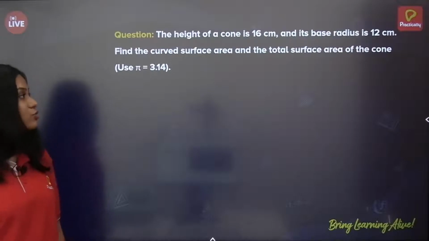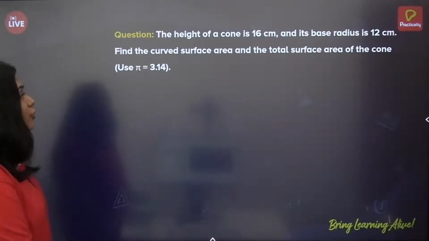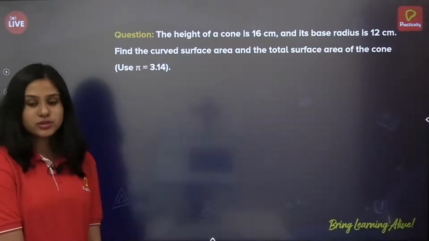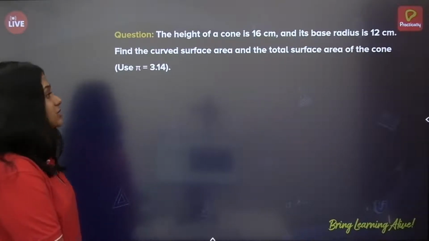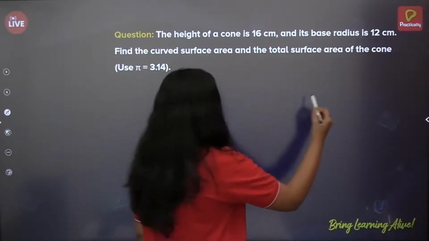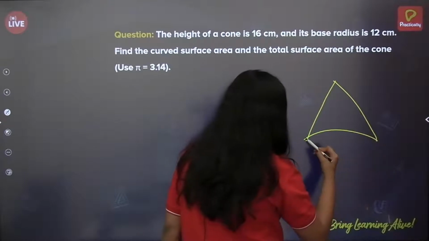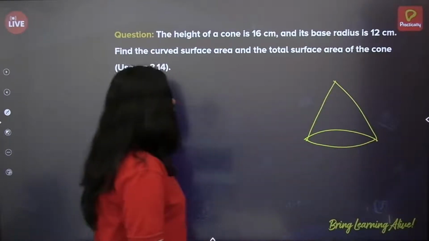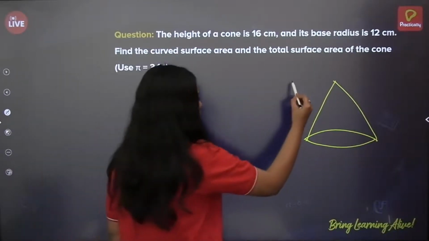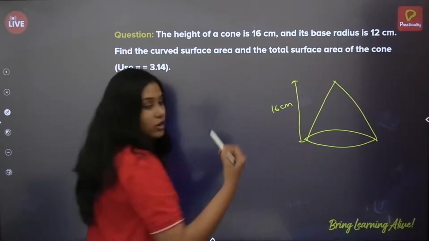So let us move on to the next question. The height of the cone is 16 centimeters. Okay. And its base radius is 12 centimeters. All right. Let us draw it. You can draw a cone however you want, inverted or straight, it doesn't matter. So the height is 16 centimeters.